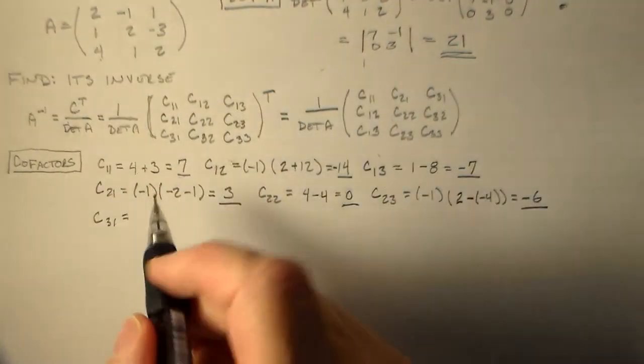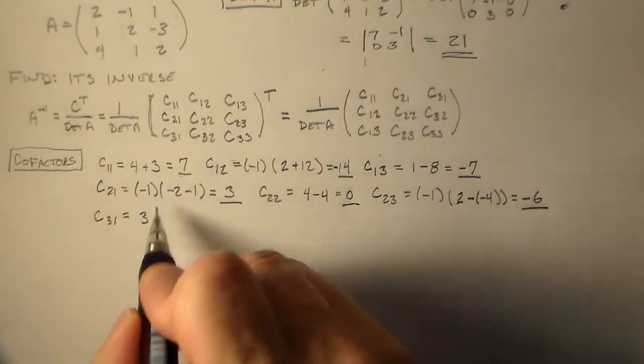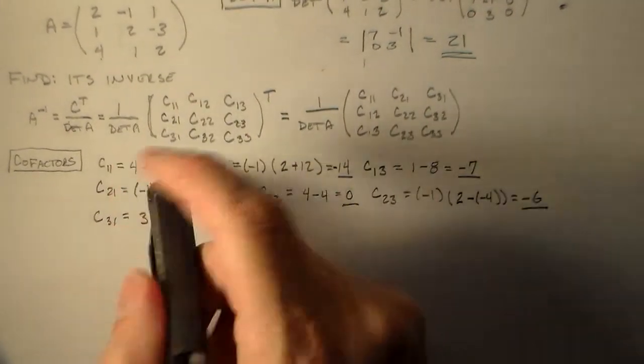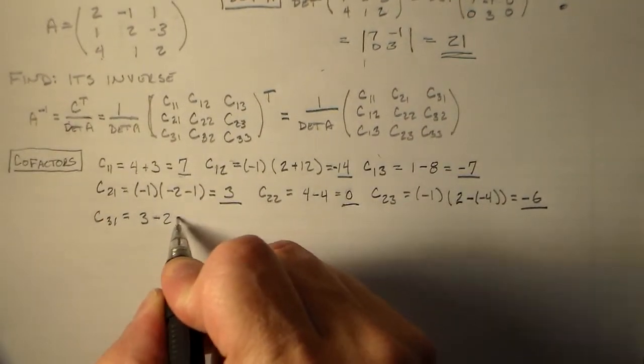Okay, so it's 1, 2, which multiplied by positive 1, minus 1 times minus 3, that's 3, 1 times 2, that's minus 2, 3 minus 2 is 1.